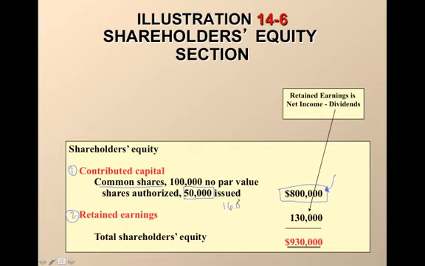So on average, each of these 50,000 shares were issued at $16, or sold for $16. The company still is authorized to sell 50,000 more. So there's lots of information in the contributed capital section, and there's going to be even more as we go on. But for now, that's a good introduction. And again, retained earnings, you know what that is.